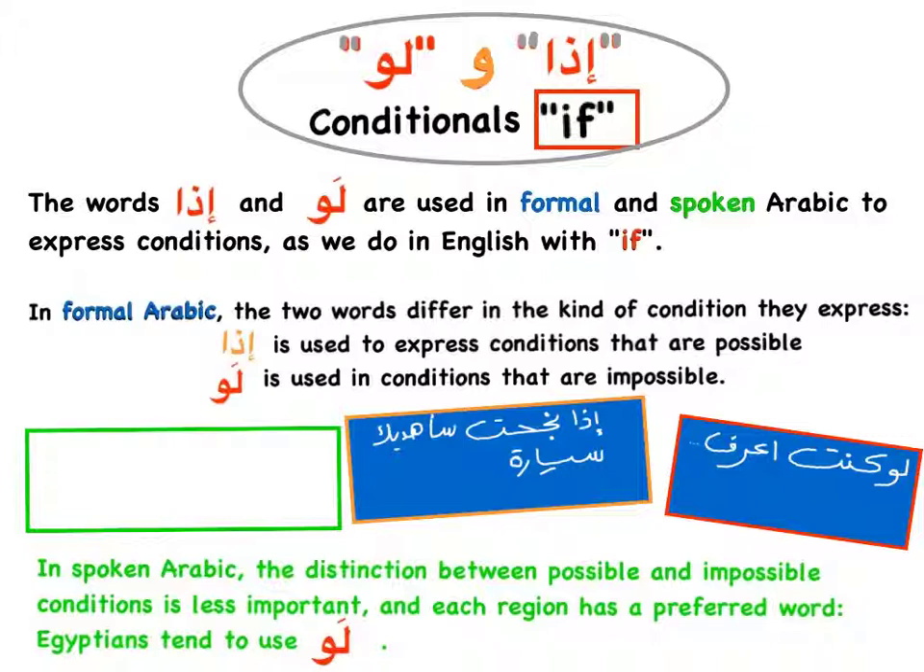In spoken Arabic, the distinction between possible and impossible conditions is less important. We don't believe in the impossible. And each region has a preferred word. Egyptians tend to use لو. We're gonna give you an example on that.